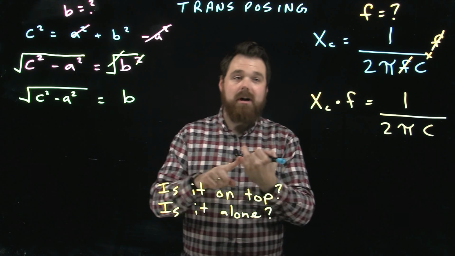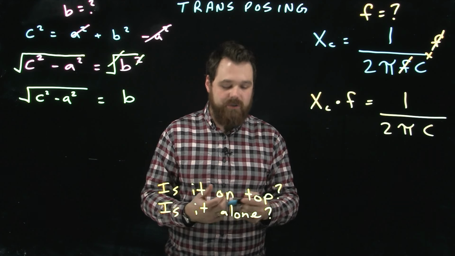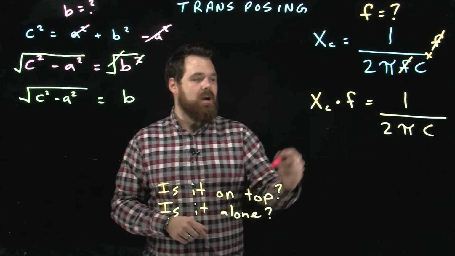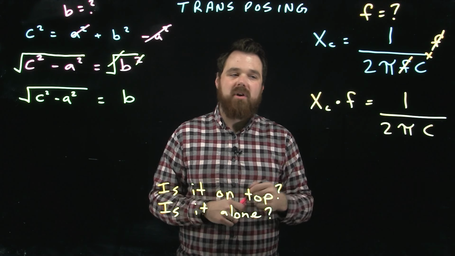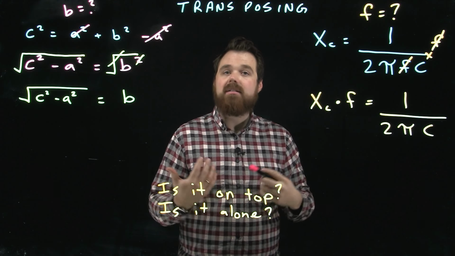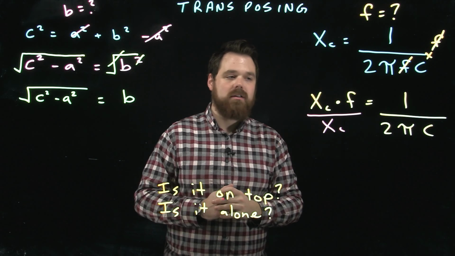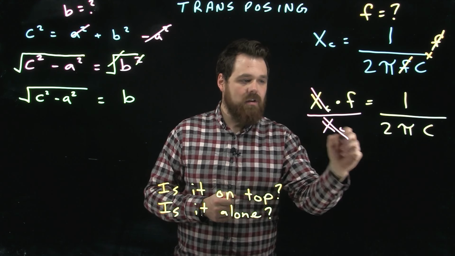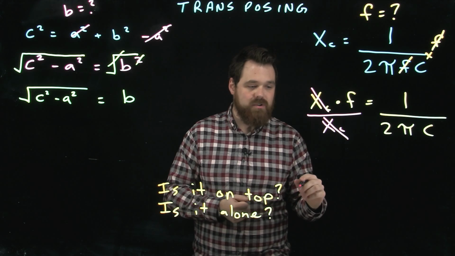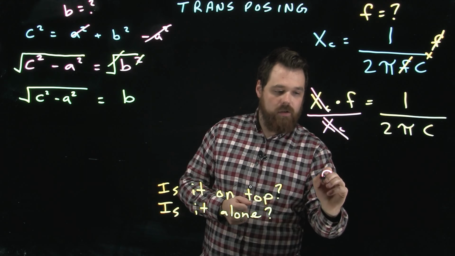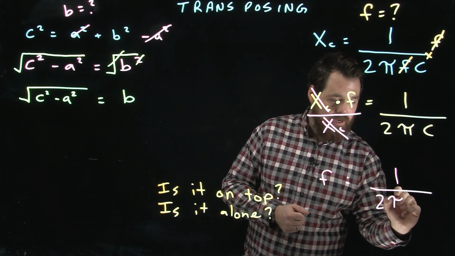So now, is it on top? Yes, it's on top. But now what we need to do, is it alone? It's not alone. What we have is xc times f equals 1 over 2 times pi times c. We need to get rid of our xc. Because these are multiplied together, we're going to do the opposite. So we're going to divide this side by xc. That's going to mean these will cancel each other out. And remember, what we do to one side, we need to do to the other side as well. So that's going to give us f equals 1 over 2 pi c.